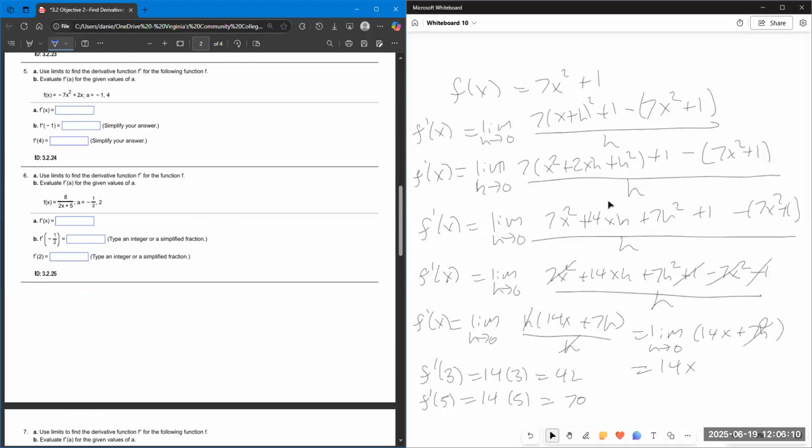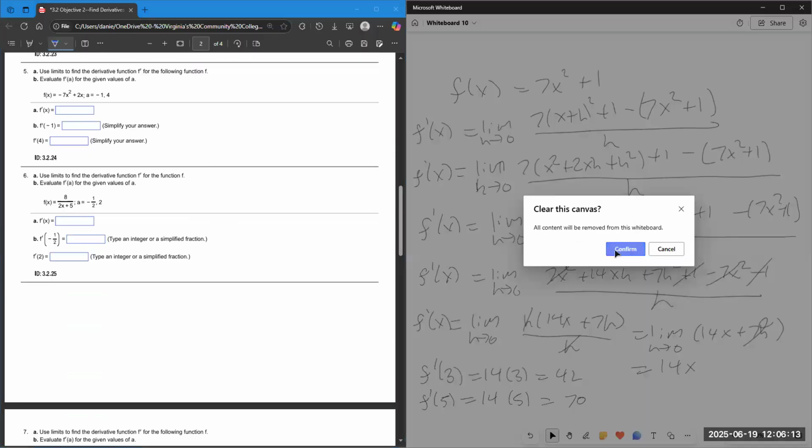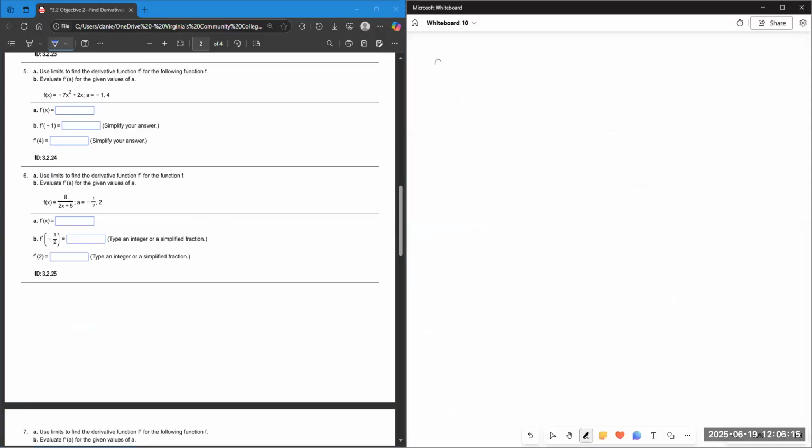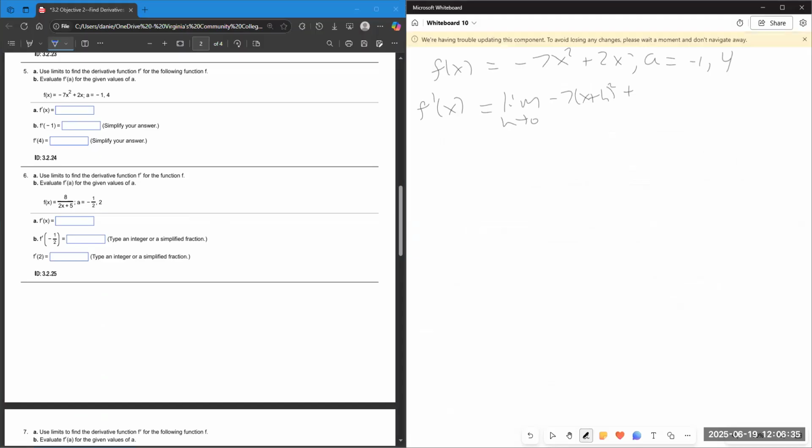So now at number 5. f of x is equal to negative 7x squared plus 2x. a is equal to negative 1 and 4. f prime of x is equal to the limit as h goes to 0 of negative 7 times (x plus h) squared plus 2 times (x plus h) minus the quantity negative 7x squared plus 2x. We'll divide it by h. They're not asking for the formula this time, just the answer.